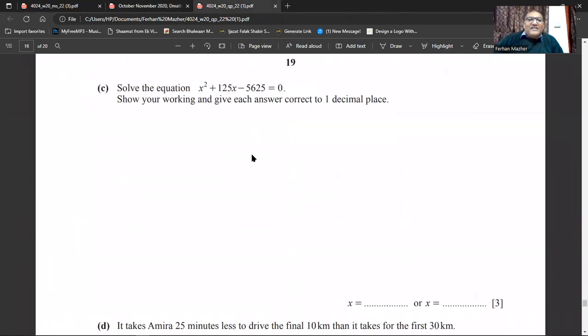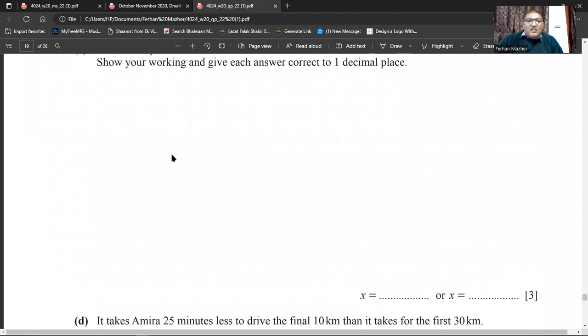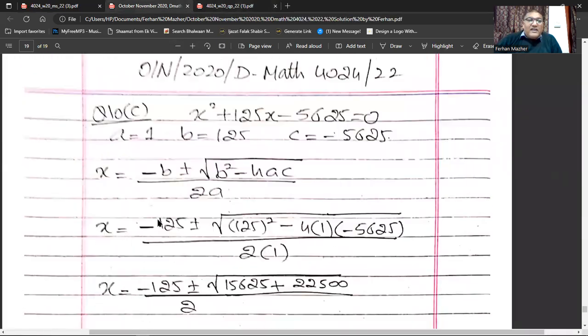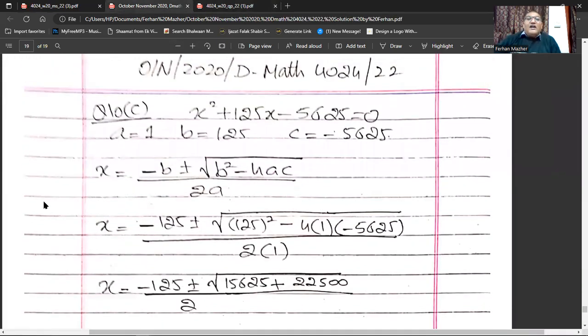And in the next part he says solve. He says solve this equation, x square plus 125x minus 5625 equals 0. Show your working and give each answer correct to 1 decimal place. So 1 decimal place means you are going to apply the quadratic formula. So here A is 1, B is 125, C is minus 5625.